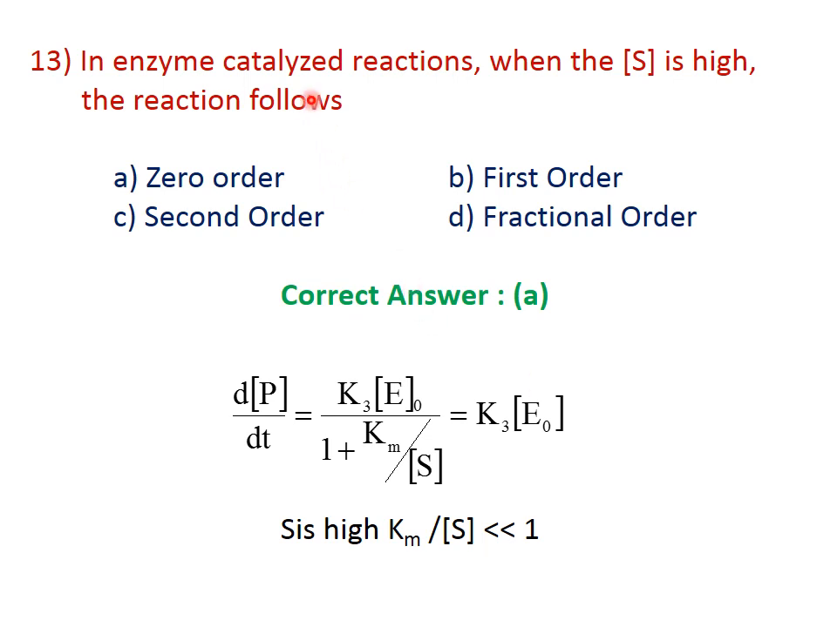Question number 13. The enzyme catalyzed reaction, when the concentration of S is high, the reaction follows. S னுடைய concentration வந்து அதிகமாக இருந்ததுன்னா இந்த வேல்யூ வந்து low ஆயிரும். Km by concentration வந்து very low. It can be neglected. அப்போ the rate will be equal to K3 into E0. அப்போ concentration வந்து high ஆக இருந்ததுன்னா the order is 0 order with respect to substrate, first order with respect to enzyme. இங்கே வந்து என்ன கேட்டிருக்குன்னா when the substrate is high, the reaction follows 0 order. The correct answer for the question is A. This is rate law. K3 into concentration of E0. இங்கே S term வரல, அதனால it is 0 order.